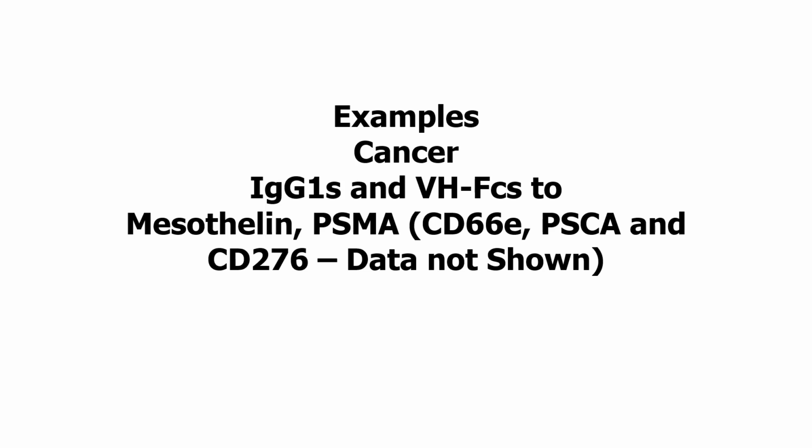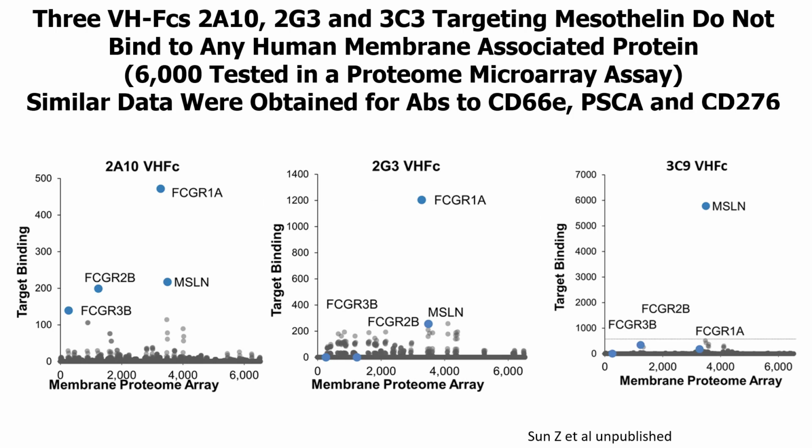Several examples for our antibodies against cancer-related proteins. I just will show you 2 of them, to mesothelin and PSMA. Here you can see 3 different antibody domains, they're all domains targeting mesothelin. And you can see that they really don't bind to any human proteins except some, again, Fc gamma receptors, but here's mesothelin, and they're all the same. So there is no off-target binding for all of those 3 antibodies, which are now undergoing animal testing.